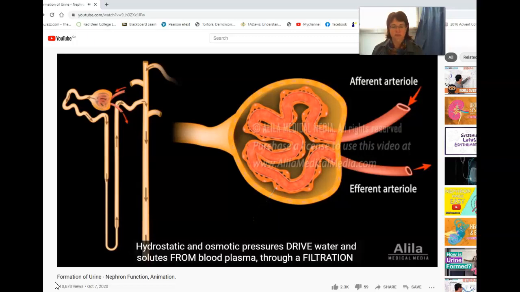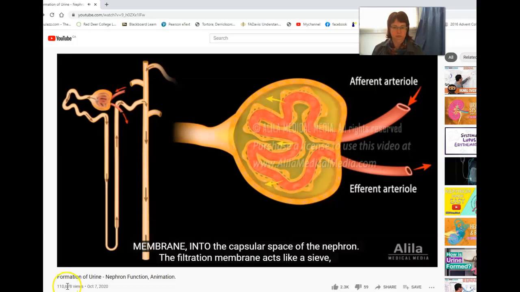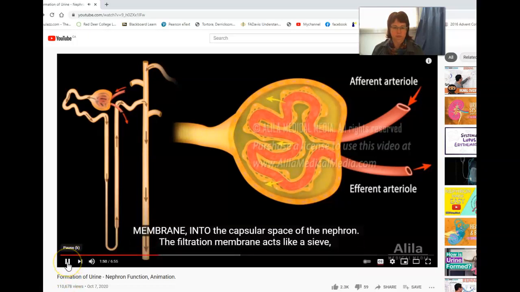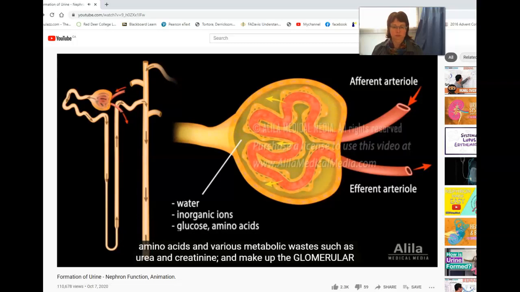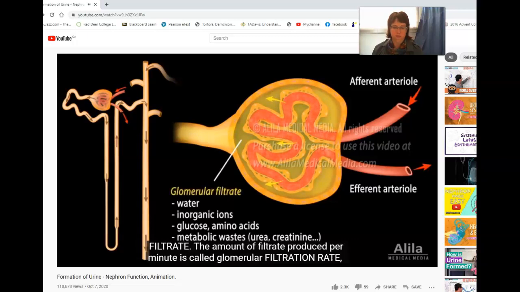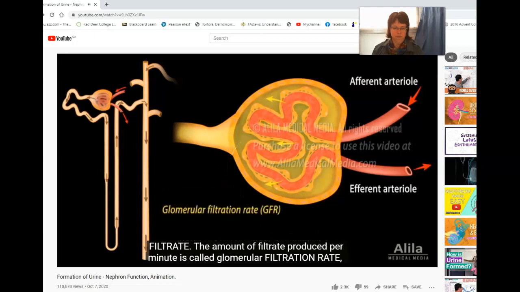Hydrostatic and osmotic pressures drive water and solutes from blood plasma through a filtration membrane into the capsular space of the nephron. The filtration membrane acts like a sieve, allowing only small molecules to pass through. These include water, inorganic ions, glucose, amino acids, and various metabolic wastes such as urea and creatinine, and make up the glomerular filtrate. The amount of filtrate produced per minute is called glomerular filtration rate.